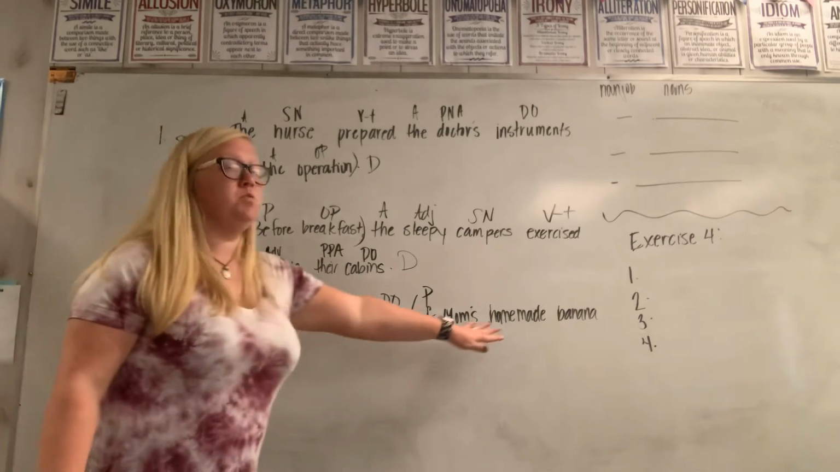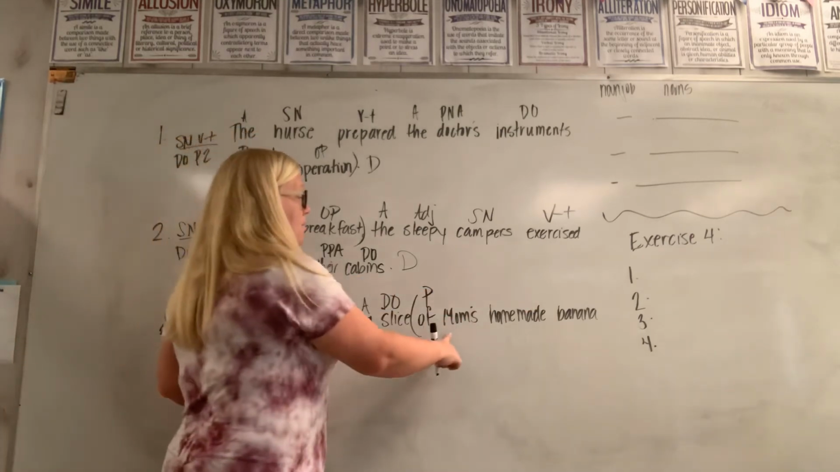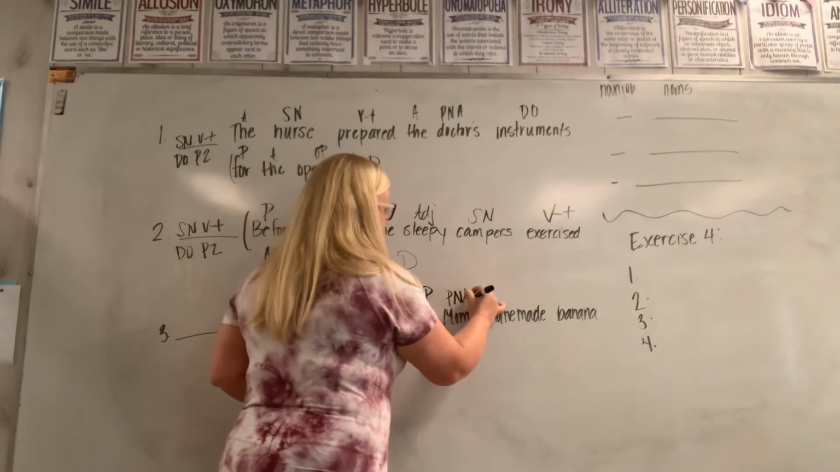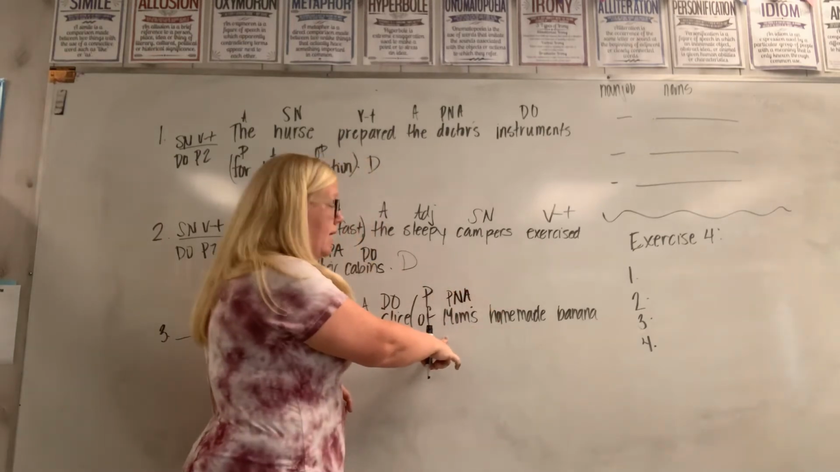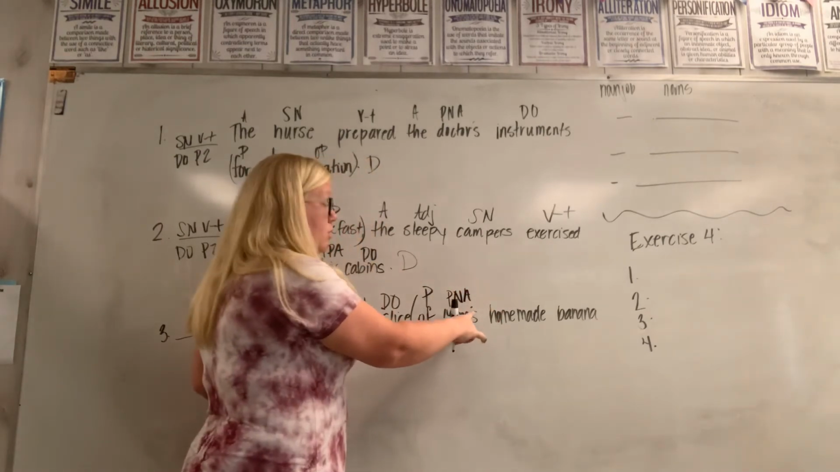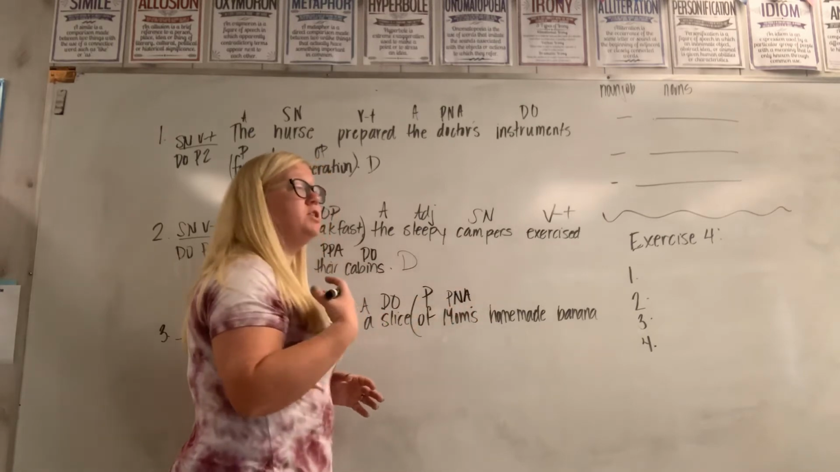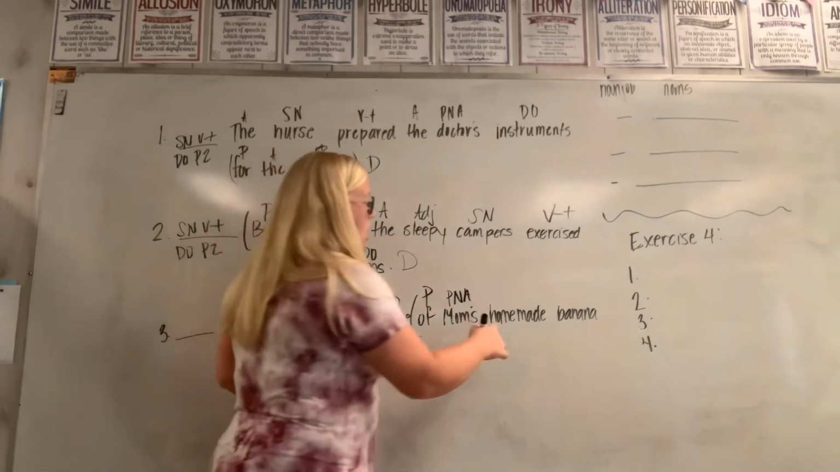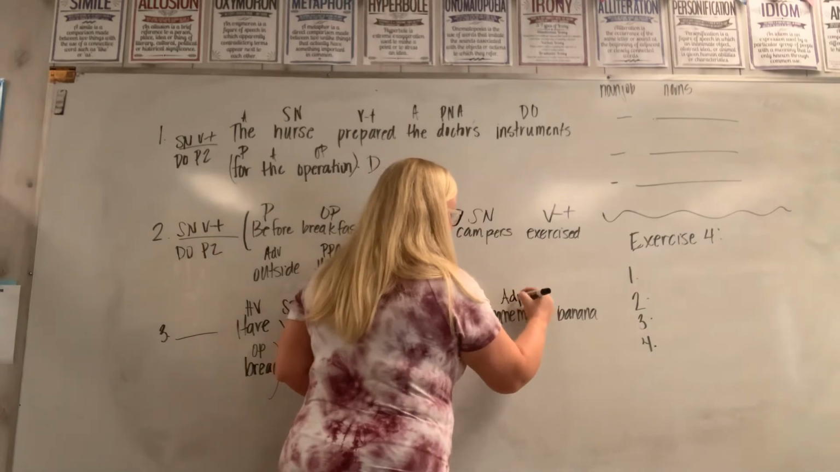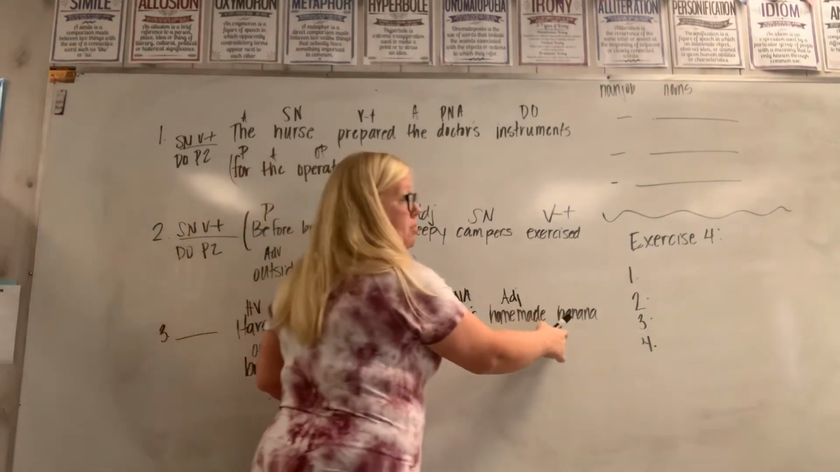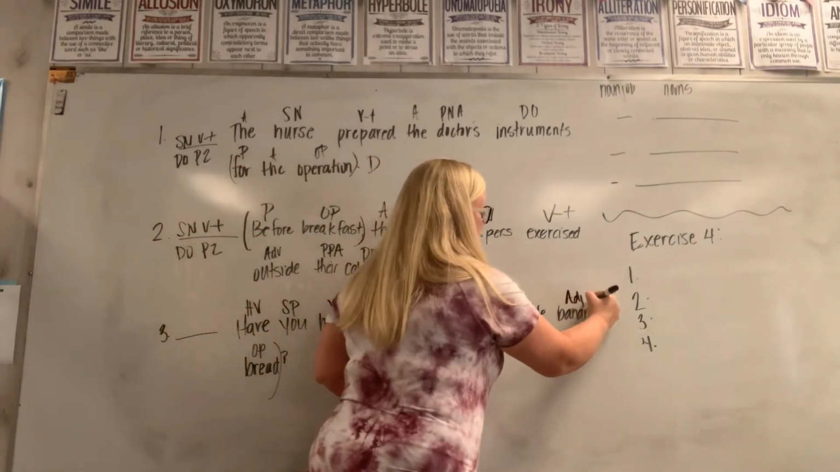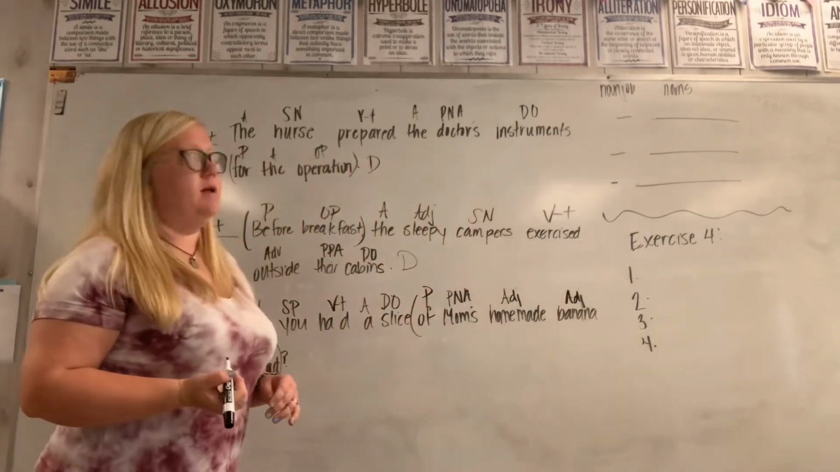So all of these words are adjectives. Mom's is going to be a PNA because it's a possessive noun adjective. It's a noun with an apostrophe on it showing possession. Homemade is an adjective because it's describing the bread. And what about banana? Same thing. Adjective because it's describing the bread.